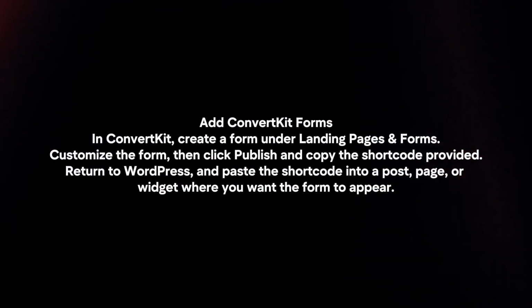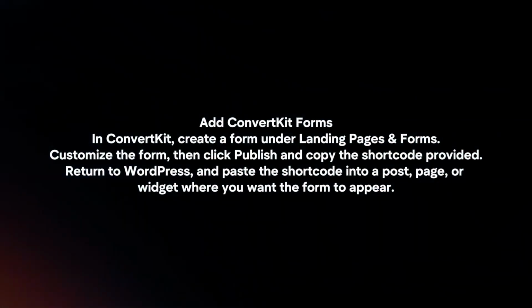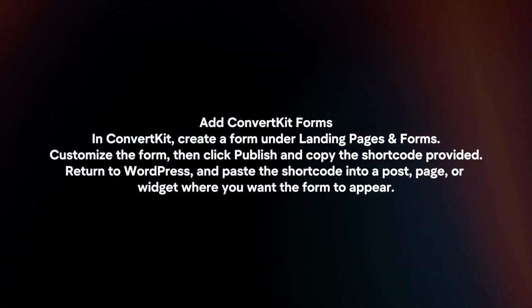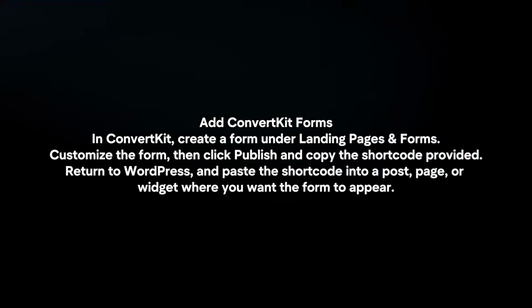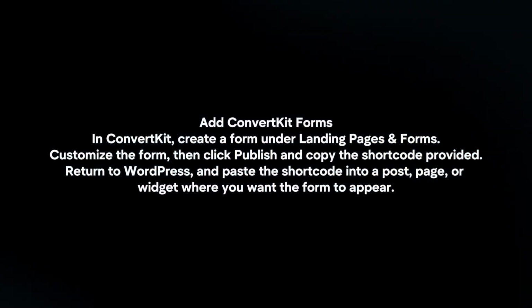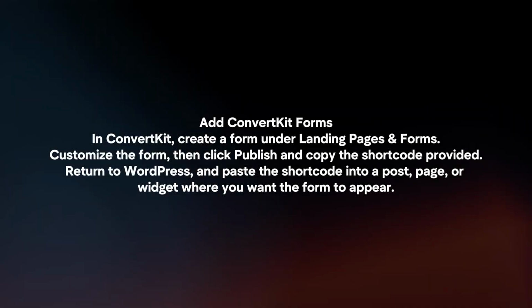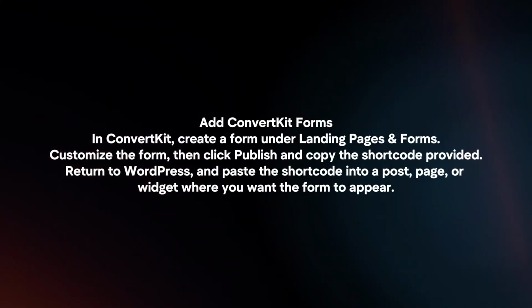Add ConvertKit Forms. In ConvertKit, create a form under Landing Pages and Forms. Customize the form, then click Publish and copy the shortcode provided. Return to WordPress and paste the shortcode into a post, page or widget where you want the form to appear.